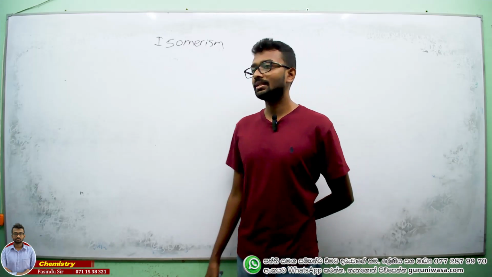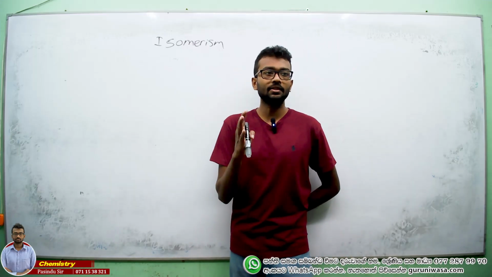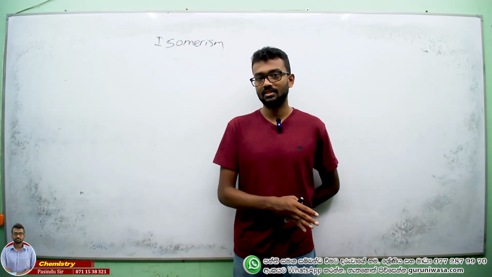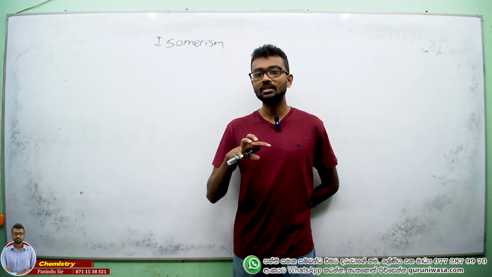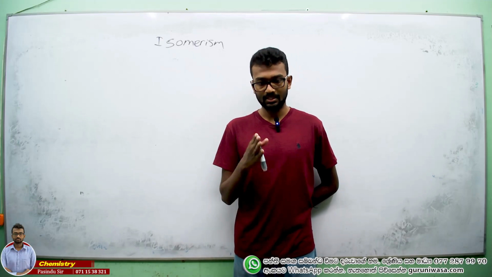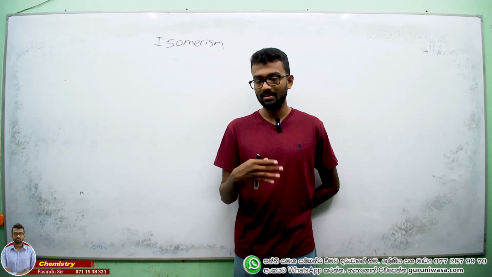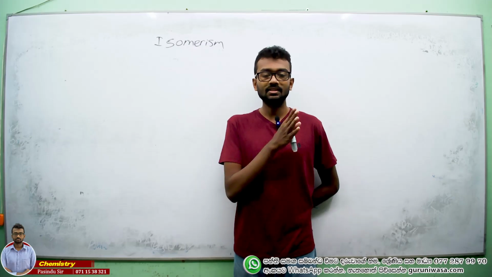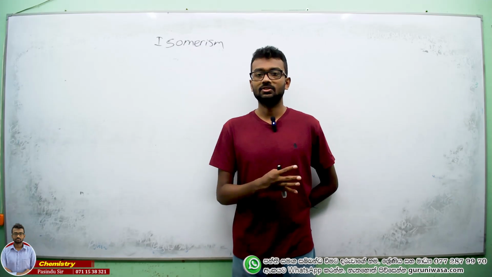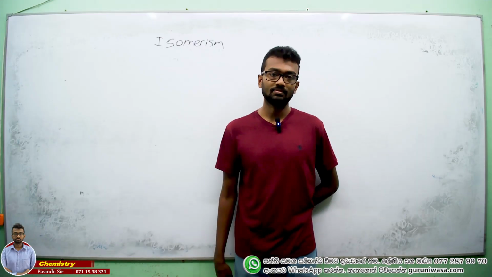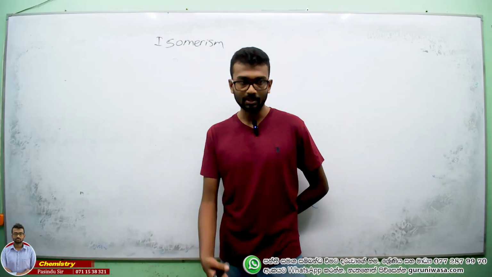So actually isomerism is a kind of structural difference in the molecule, right? The same size, same molecular mass, but different structure, different arrangement. That kind of situation we call isomerism. There are different types of isomerism.